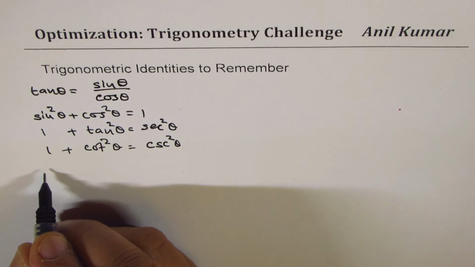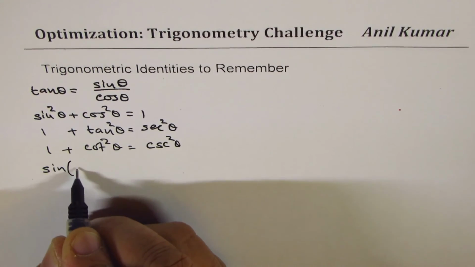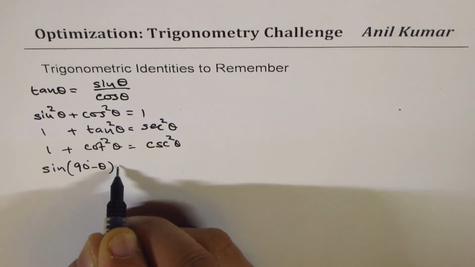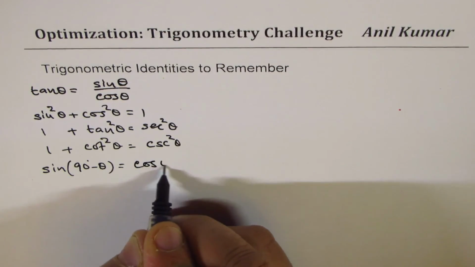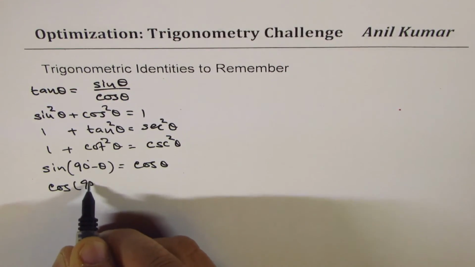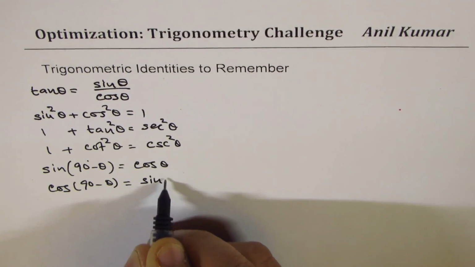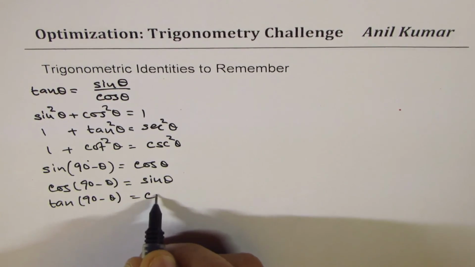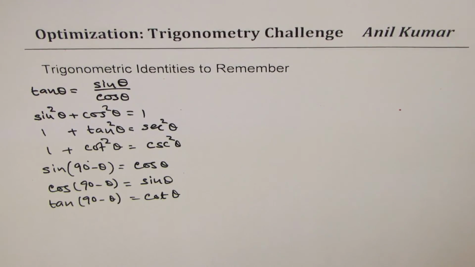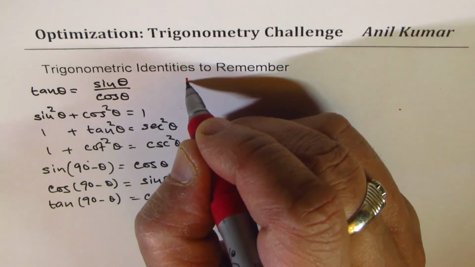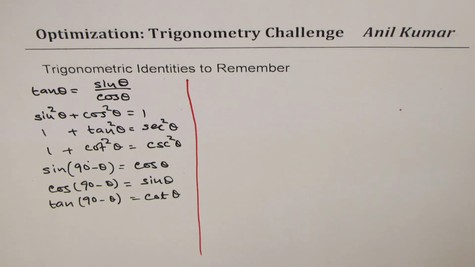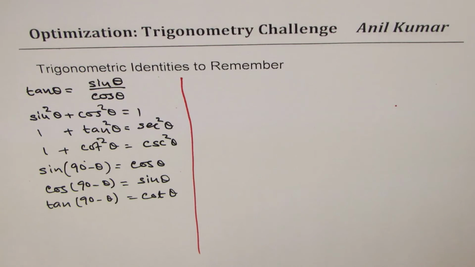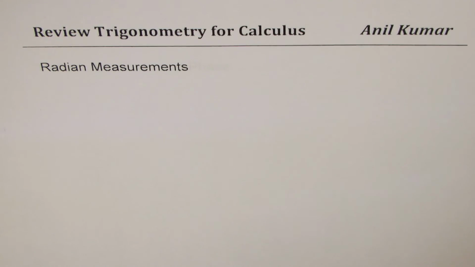We also learned that sine of 90 minus theta, in degrees I'm writing, is equal to cos theta. Cos of 90 minus theta is equal to sine theta, and tan of 90 minus theta equals cotangent theta, right? So these are very important trigonometric identities which you should remember. Perfect. Now we'll add more as we learn about compound angles. So I'm leaving that part clean at the moment, I'll leave it separately.